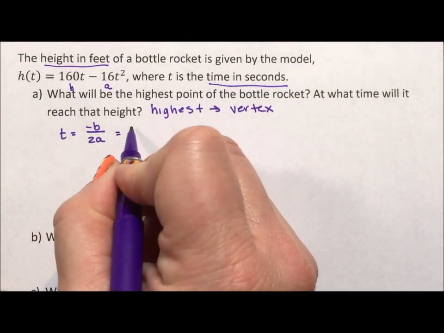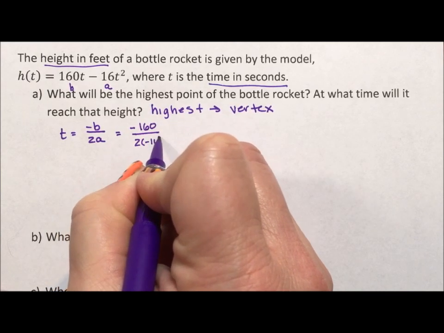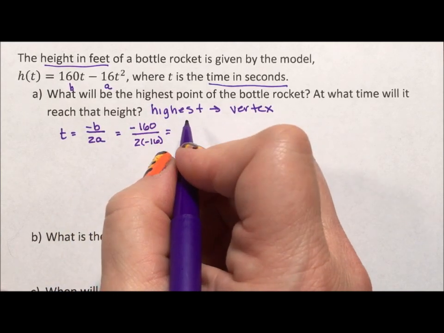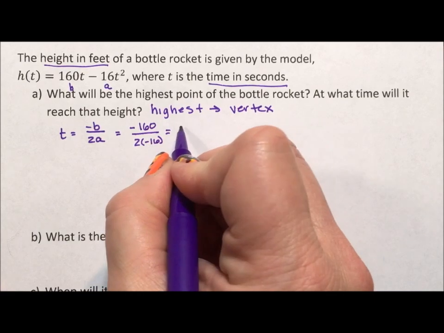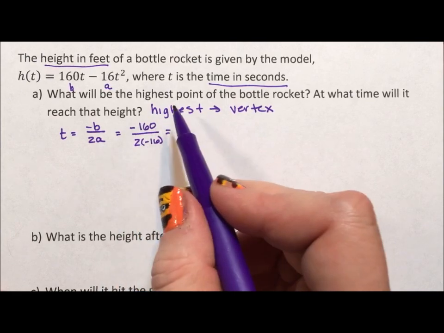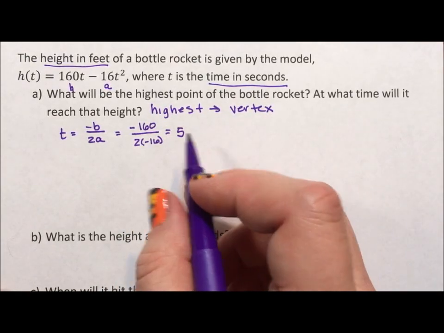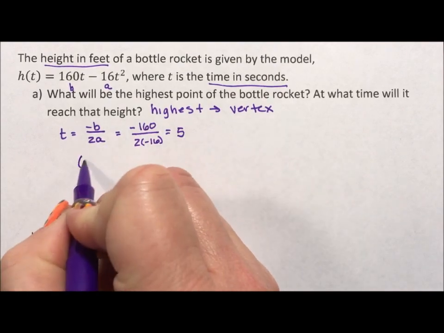Negative b over 2a is negative 160 over 2 times negative 16, which if we put this into our calculator, we get 5. We could also do it in our head: 160 over 32 is 10 divided in half, 5. So that's part of our vertex.